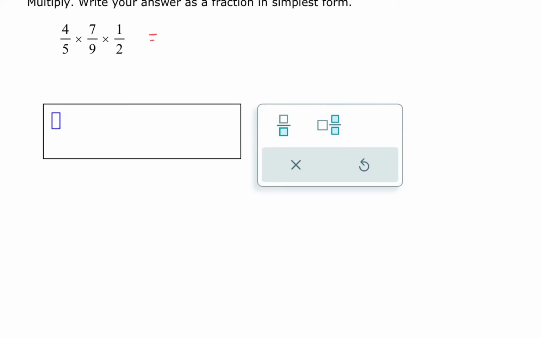One more example, we'd have 4 times 7 times 1 for the numerator, 5 times 9 times 2 for the denominator. I see 4 and 2 that share a common factor of 2, so if I pull out a 2, I have a 1 and then a 2. I don't see anything else, so now I'm going to have 2 times 7 times 1 for the numerator. That would be 14. And the denominator, 5 times 9 times 1, which is 45. And 14 and 45 share no common factors other than 1, so my answer is 14 over 45.